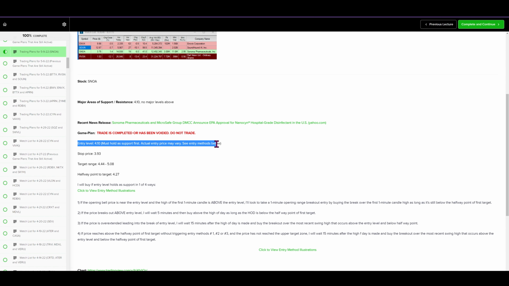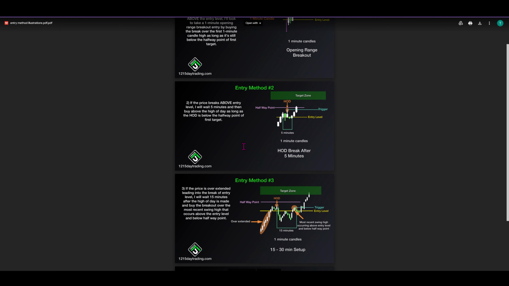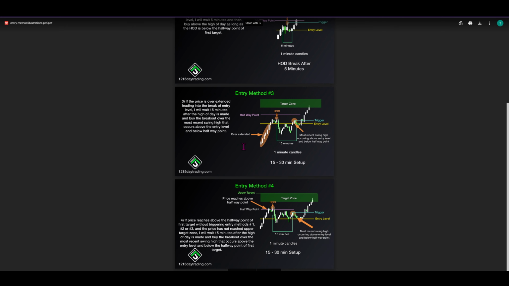And it's not as simple as just entering when it hits an entry. There's very specific criteria that the stock has to meet and things that it has to show. And there's usually, sometimes 3, sometimes up to 4 methods to enter on that stock.